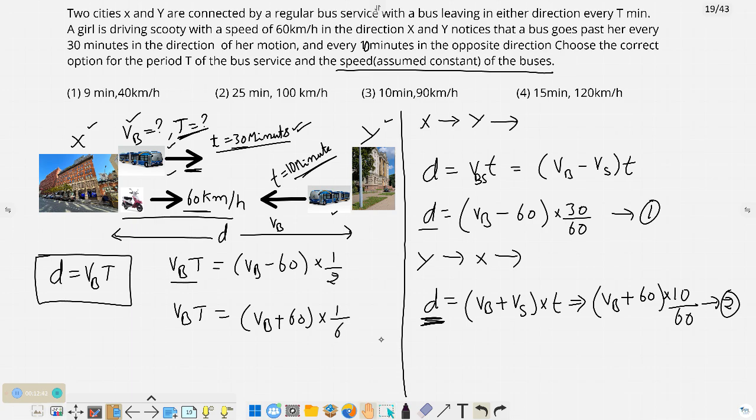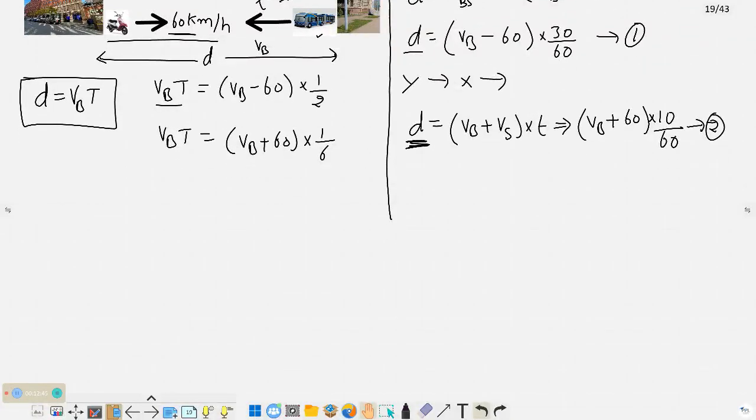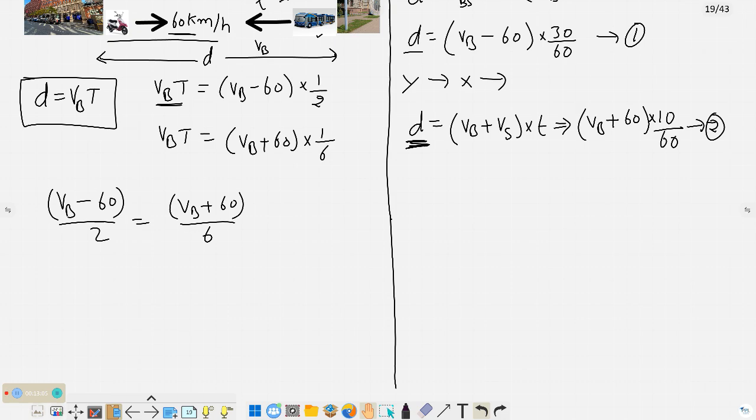Now solve these two equations, and we will get the required result. Before solving, you can either divide or equate. So (VB minus 60) by 2 is equal to (VB plus 60) by 6. Here we can cancel 3, cross multiply, and this becomes 3 VB minus 180 is equal to VB plus 60.